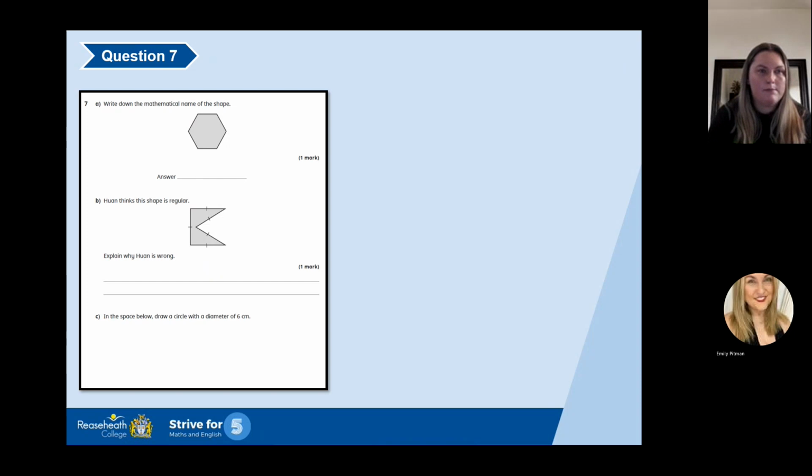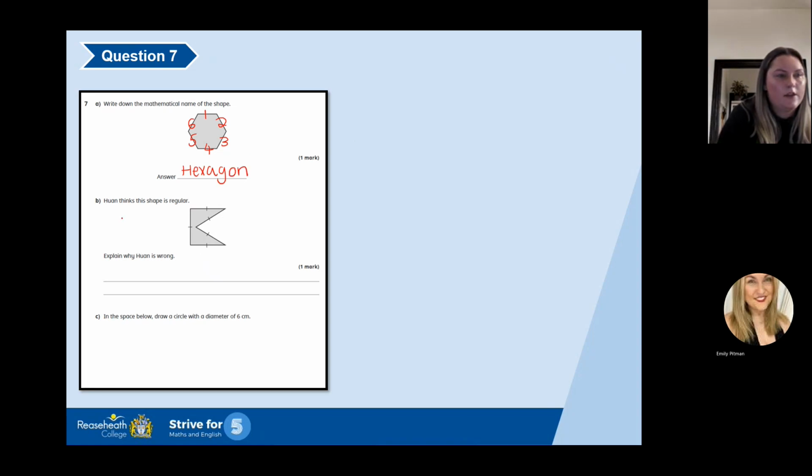Okay, write down the mathematical name of this shape. So straight away, I'm just going to count the sides. So I've got 1, 2, 3, 4, 5, 6. So a 6-sided shape is a hexagon.